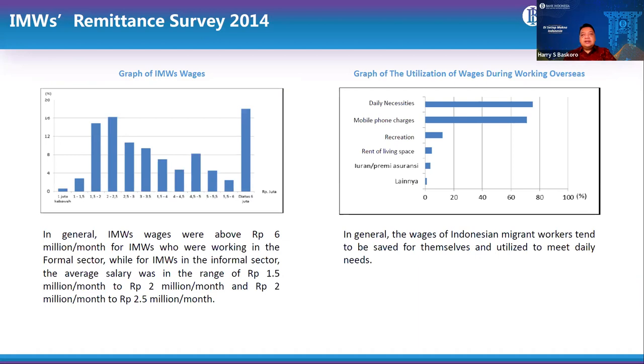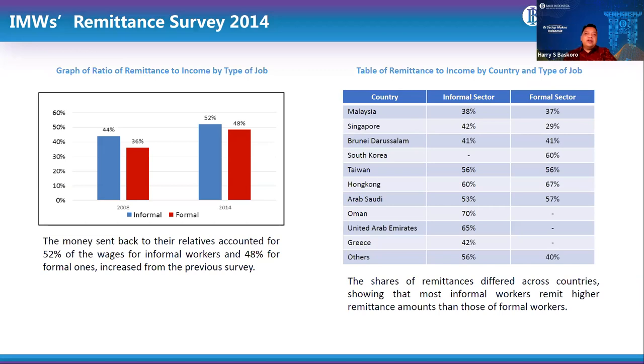Based on the result of the survey, the money sent back by migrant workers to their relatives accounted for 52% of the wages for informal workers and 48% for formal sector workers. Most informal workers had higher remittance than those of formal workers.